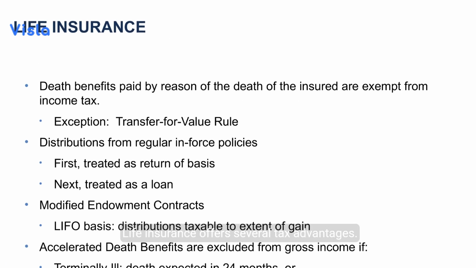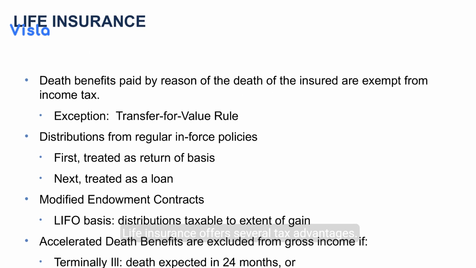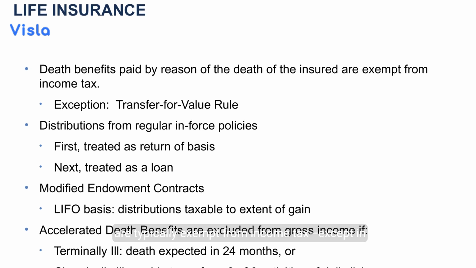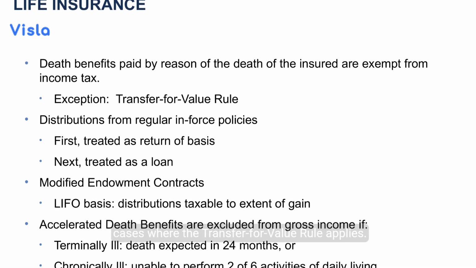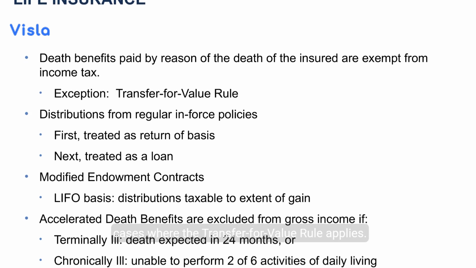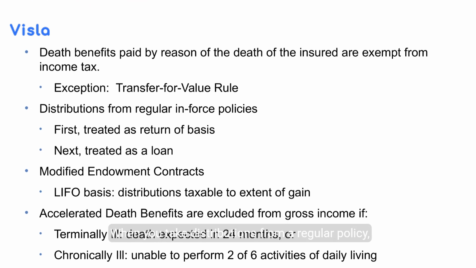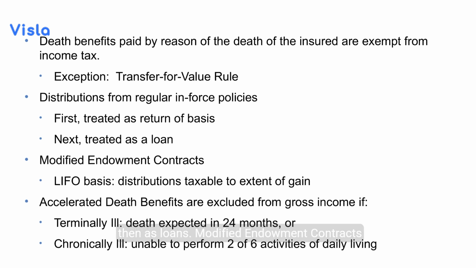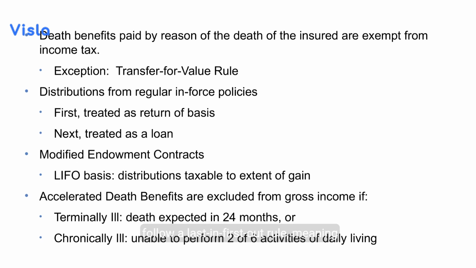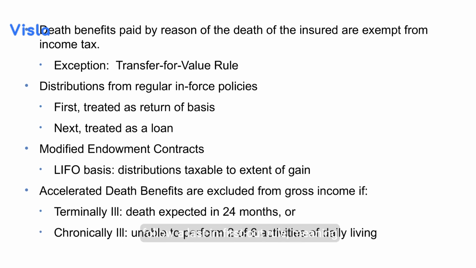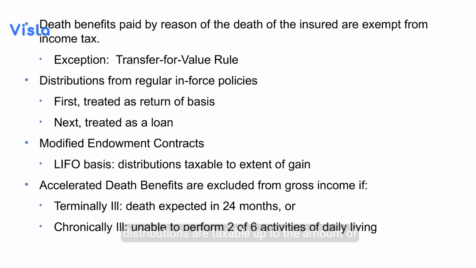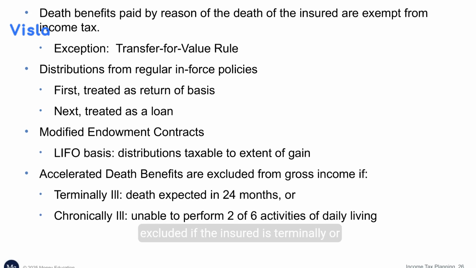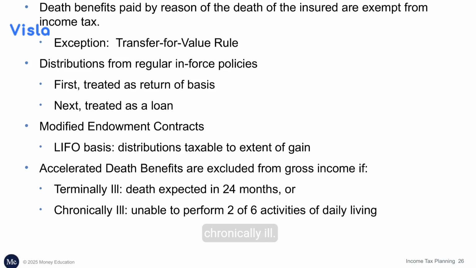Life insurance offers several tax advantages. Death benefits paid upon the insured's passing are typically exempt from income tax, except in cases where the transfer for value rule applies. When you take distributions from a regular policy, they're first treated as a return of your basis, then as loans. Modified endowment contracts follow a last-in, first-out rule, meaning distributions are taxable up to the amount of gain. Accelerated death benefits may also be excluded if the insured is terminally or chronically ill.